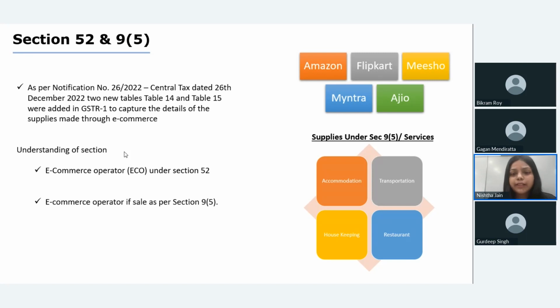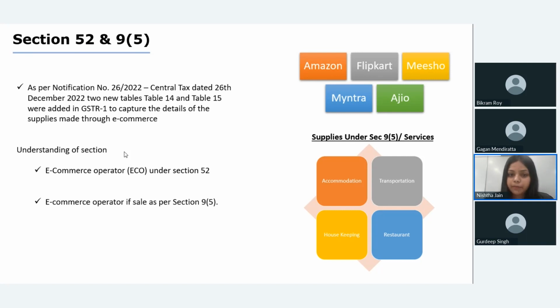So I have some examples. For accommodation, there is OYO, booking.com. For transportation, we can say Ola, Uber. For housekeeping, there is Urban Club. For restaurant, Zomato, Swiggy. Also, even Cloud Kitchen. So if you are providing services in these 4 categories, these sales come under section 95. In section 52, we have to pay the tax.